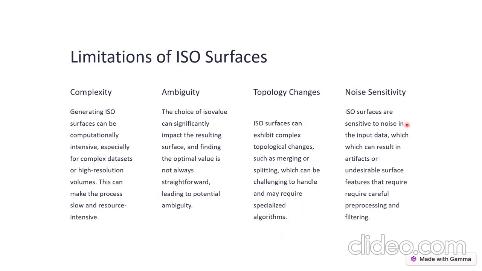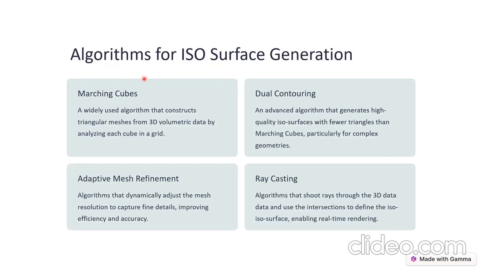And we talk about noise sensitivity: ISO surfaces are sensitive to noise in the input data, which can result in artifacts. Artifacts are like a byproduct. Now let's talk about algorithms for isosurface generation. First is marching cubes. Second is dual contouring. Third is adaptive mesh refinement, and fourth is ray casting.